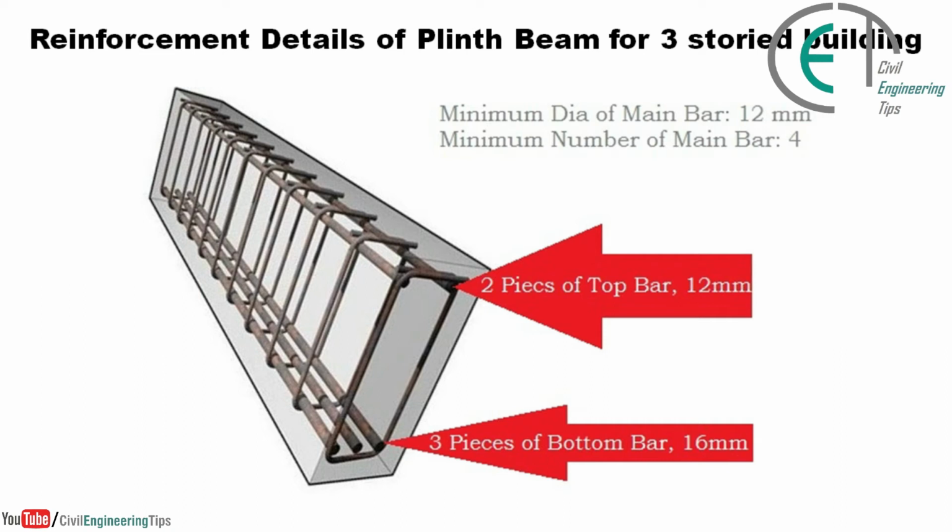There are two types of main bar, top main bar and bottom main bar. Minimum dia of main bar is 12 mm and we have to use minimum 4 main bar. In the picture you can see that at top we have given two pieces of main bar of 12 mm, and at the bottom we have given three pieces of main bar of 16 mm.